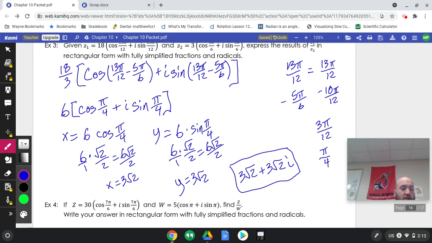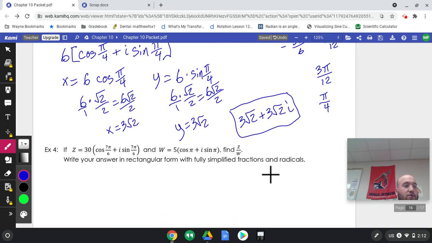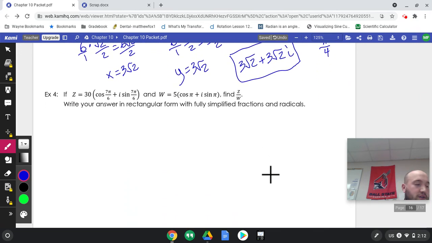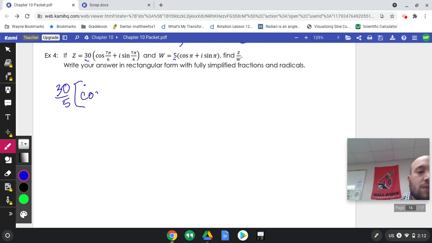So these are a little confusing, a little lengthy, but let's give it a try. We got one more, and then we will only have 4 problems to do on the Delta Math. Okay. So once again, we divide 30 divided by 5 from right here and here. Okay, now 7 pi over 6 minus pi. I think you guys might be able to do that one in your head.